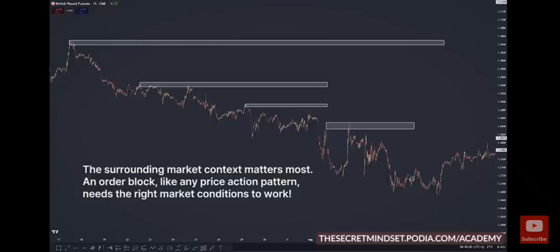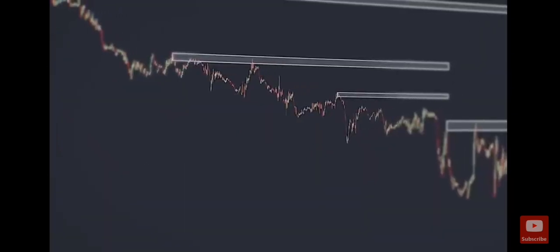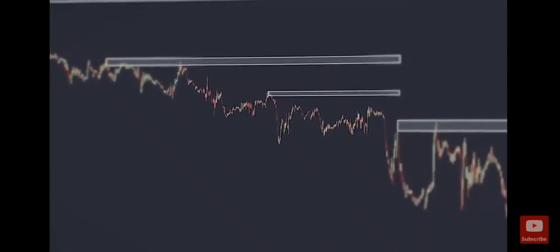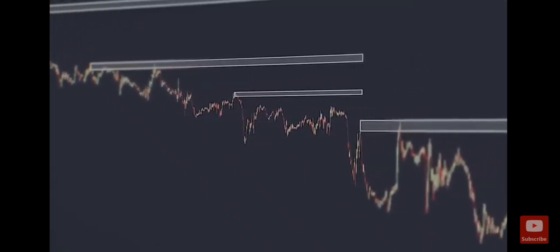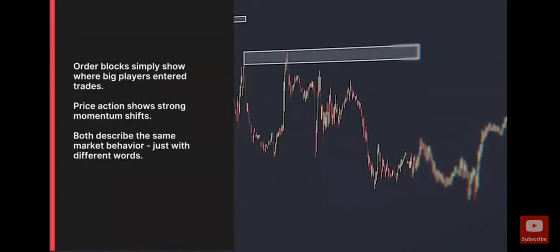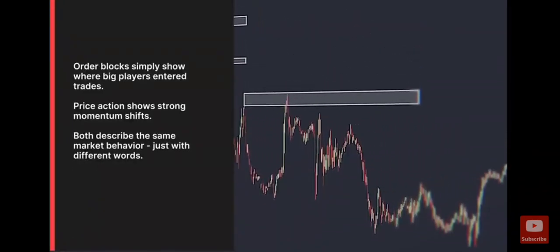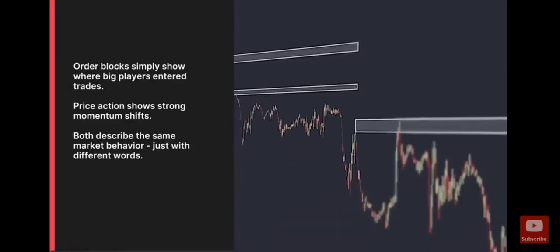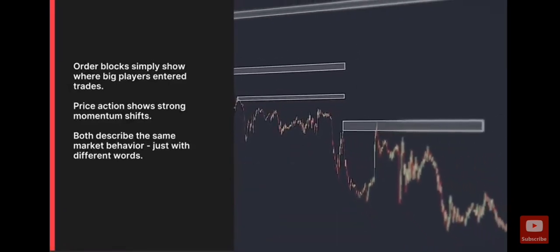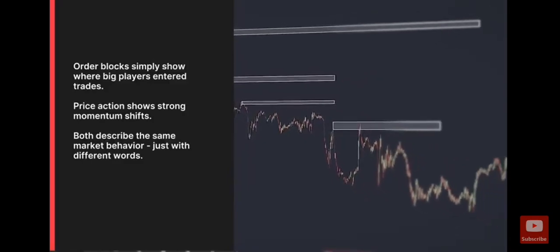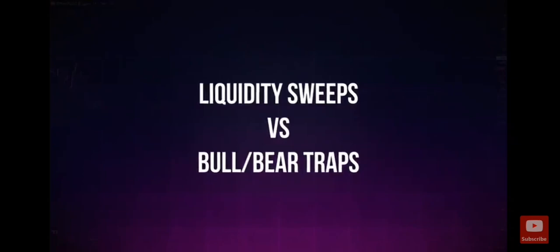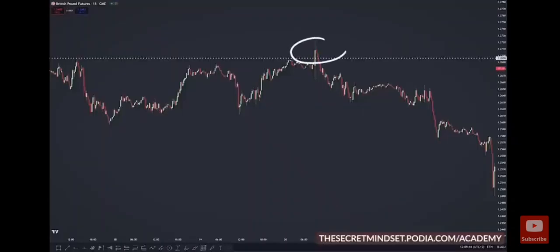Liquidity sweeps form a basic market pattern that existed long before smart money concepts named them. In SMC terms, you'll know them as liquidity sweeps or liquidity grabs. In price action terms, these are simply false breakouts or bull and bear traps, where price pushes past key levels to trap traders on the wrong side. You'll spot these traps at key market highs and lows.